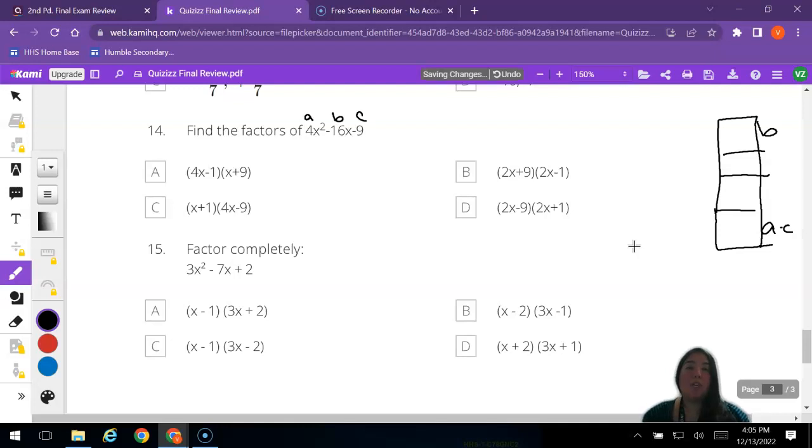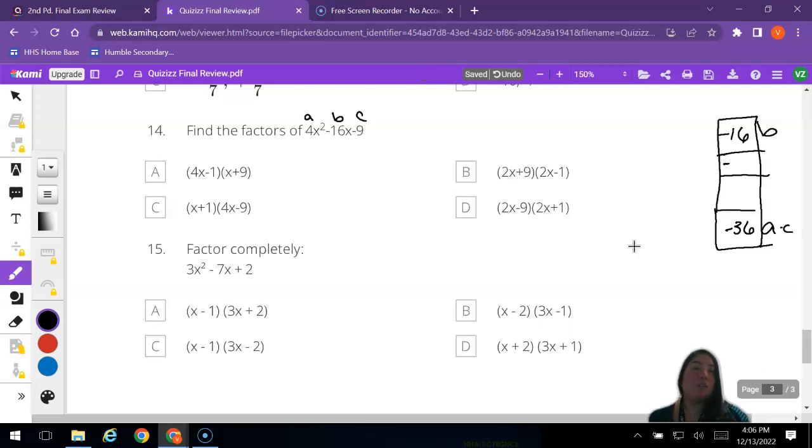So we take both A times C, and we get negative 36, right? And for B, I take it as negative 16. And I remember, these two signs have to match. So whatever I get here for my B, I'm going to put it here. Negative, negative. Now, these two signs, when multiplying, have to give me this sign.